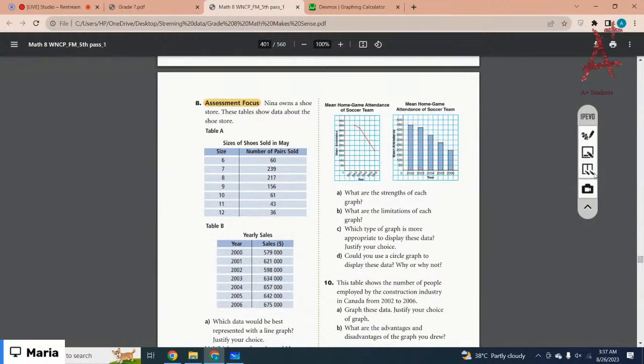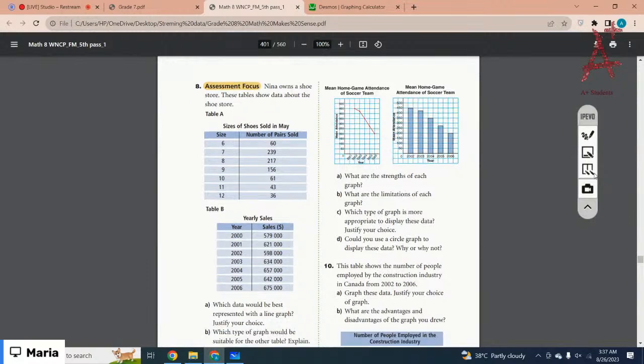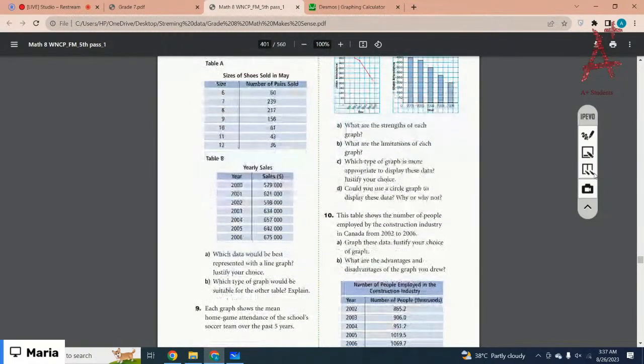Nina owns a shoe store. These tables show data about the shoe store. You are given two of the tables. They have the data related to shoe stores. Which data would be best represented with a line graph? Justify your answer. Which type of graph would be suitable for the other table?